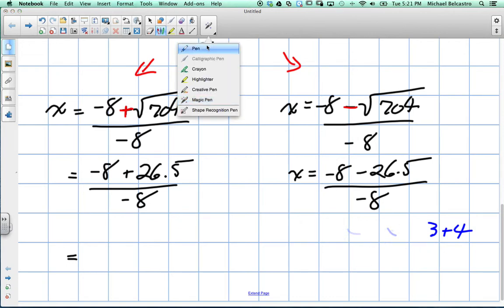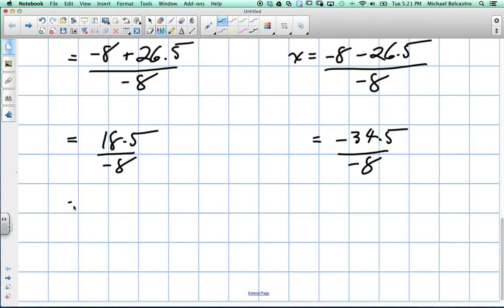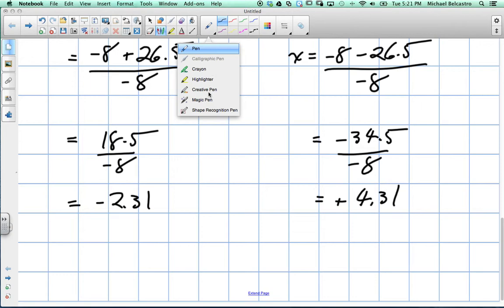18.5. Okay, so that's the number on top. 18.5 divided by -8. And here we're going to get -34.5 divided by -8, I believe. Okay, and then we have to divide these. So as an actual value, -2.3. Okay, and what's the other one? -4. Okay, let's make sense of this.